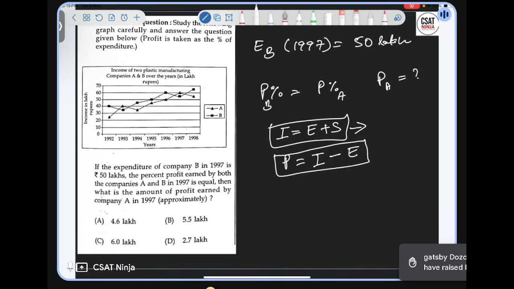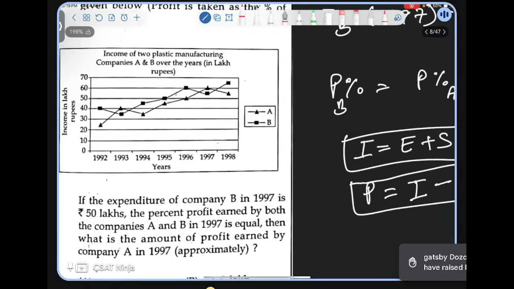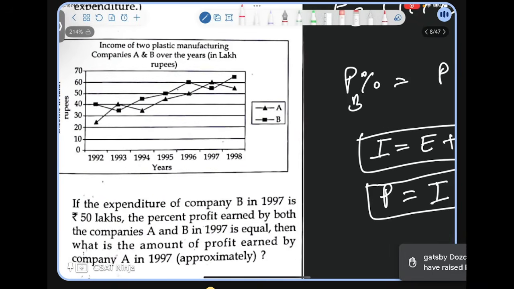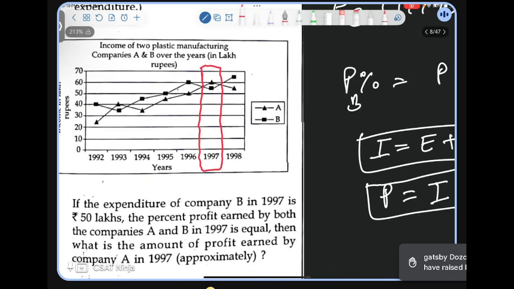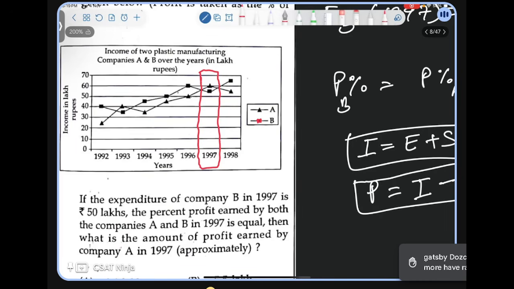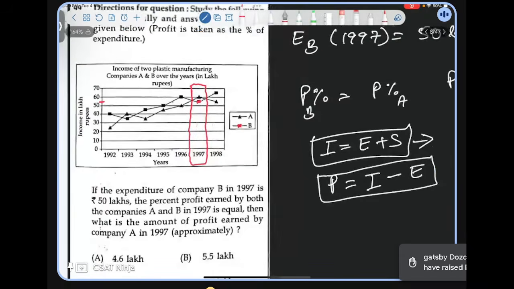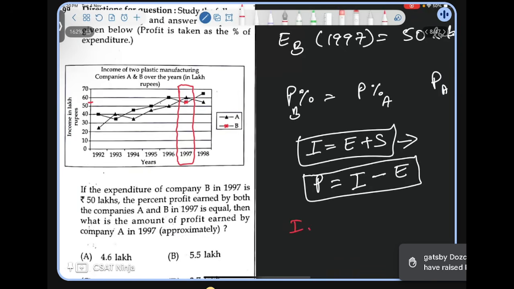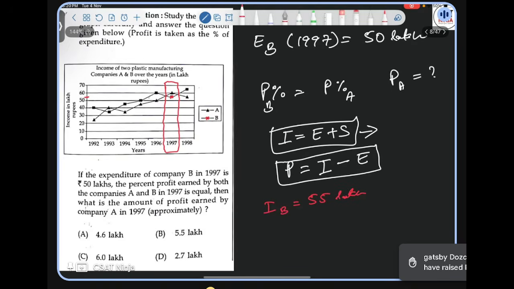But what does the question say? Let us find the income of B in the year 1997. In the year 1997, what's the income of B? B is this one. So this is B's income. Income is between these two, which means can I say it's 55? So the income of B is nothing but 55 lakh. Now I can find the profit very easily.